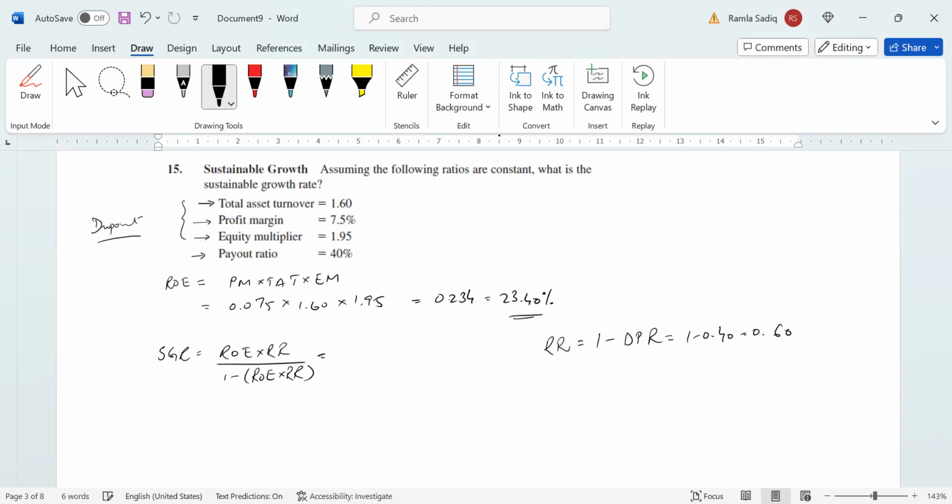Plugging in the two numbers required, we've got 0.234 as our ROE and 0.60 as our retention ratio. So 1 minus 0.234 multiplied by 0.60. Putting that into our calculator, we get 0.1404 as our numerator, and we get 0.8596 as our denominator. And that gives us a sustainable growth rate of 0.1633 or 16.33%.